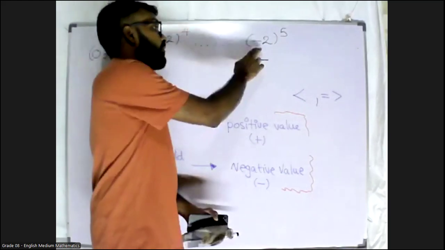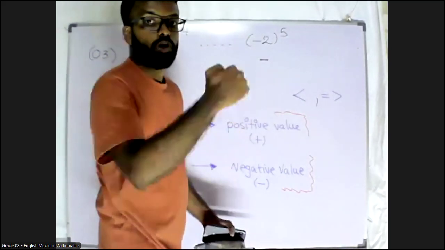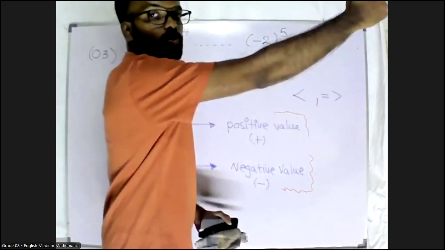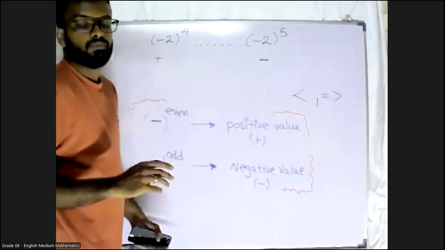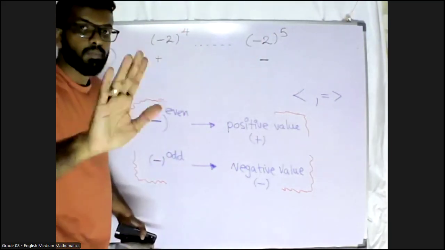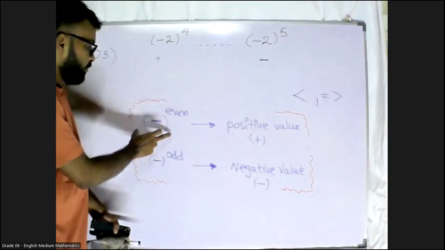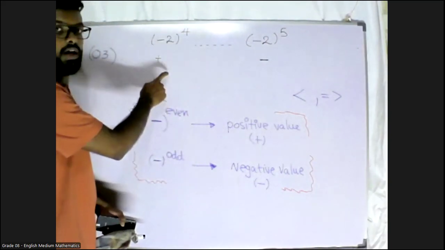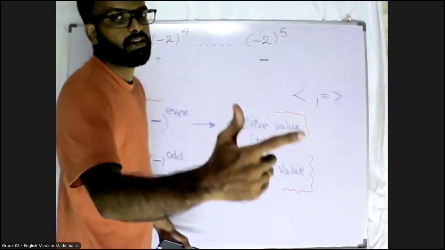You no need to simplify negative 2, 5 times: 2 times 2 times 2 times 2. Here, 2 times 2 times 2 times 2. No need to simplify that. No need to waste your time for that. If you can remember this, you can get the answer directly, within 10 seconds.